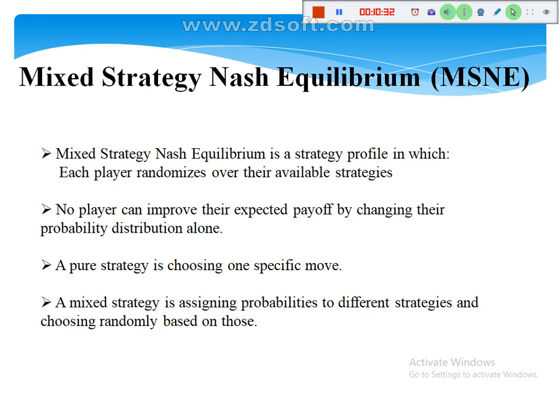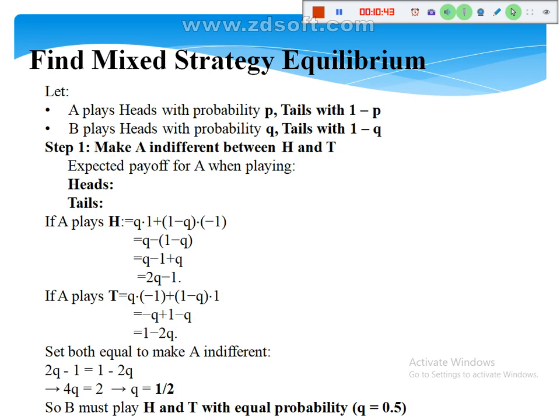Okay. So pure strategy means choosing one specific move. Mixed strategy means the players can randomize over the strategies according to the probability. Then how to find mixed strategy Nash equilibrium? As I said earlier, matching pennies only has a mixed strategy Nash equilibrium. There is no pure strategy Nash equilibrium. So how to find mixed strategy Nash equilibrium in matching pennies?